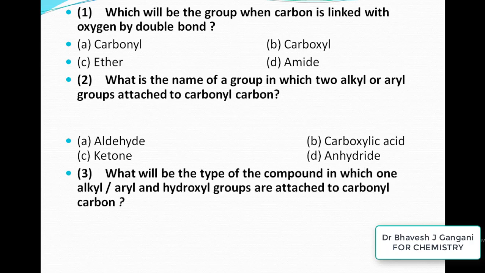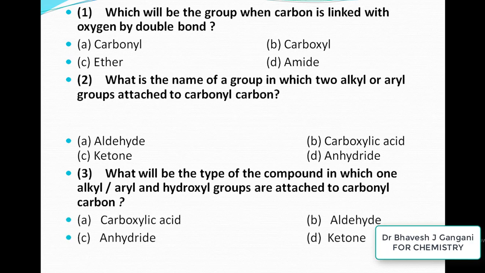Now third question. What will be the type of compound in which one alkyl or aryl and hydroxyl group are attached to carbonyl carbon? Options are here in front of you. Now the correct answer is carboxylic acid. We have already studied that carbonyl carbon is attached with one alkyl or aryl group. Second is hydroxyl group, then it is known as a carboxylic acid.